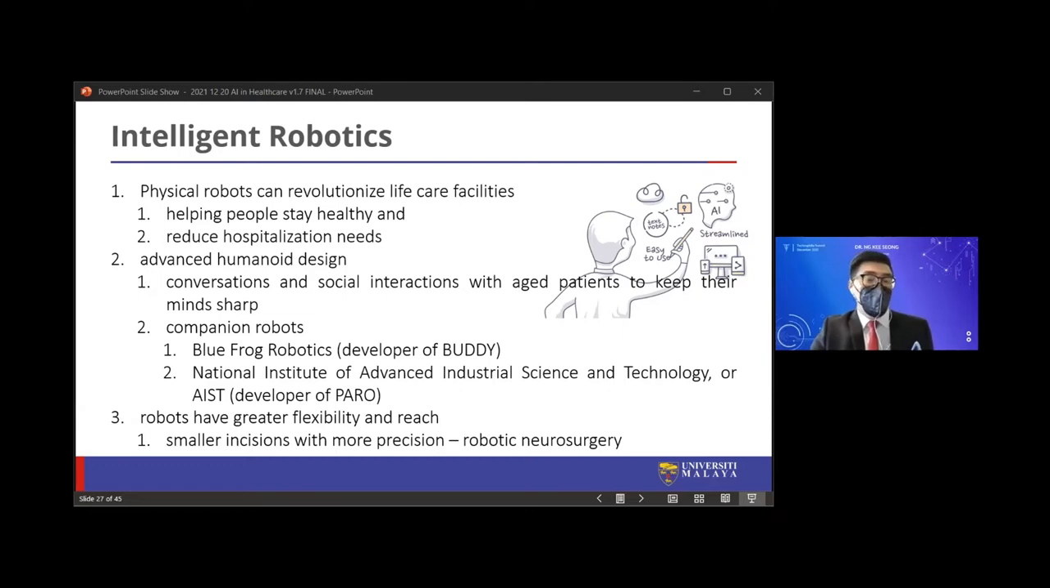And some of these companion robots have in fact been commercialized, like for example by Blue Frog Robotics, developer of Buddy, or the National Institute of Advanced Industrial Science and Technology, which is the developer of Paro. And on top of everything, even in the surgical field, robots which have greater flexibility and reach are being used now in neurosurgery, because they're able to make smaller incisions with even more precision and can use AI to prevent the common errors that happen in such delicate surgery.